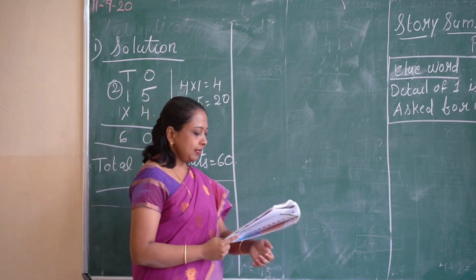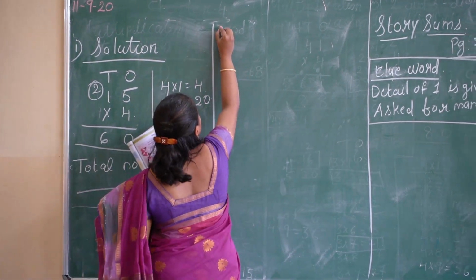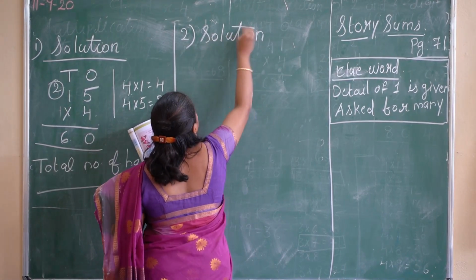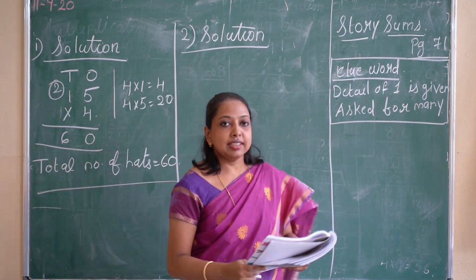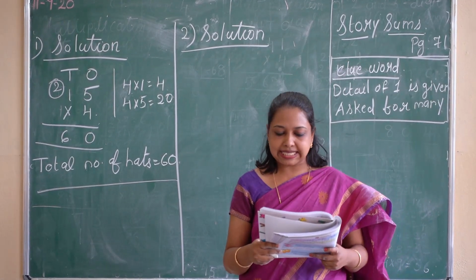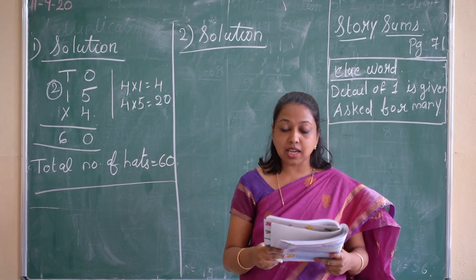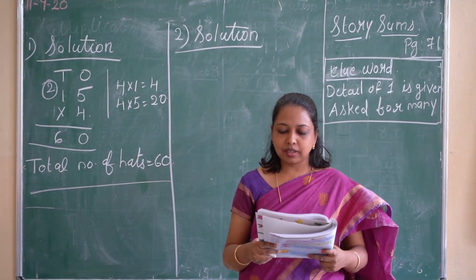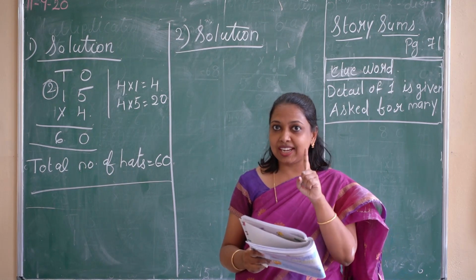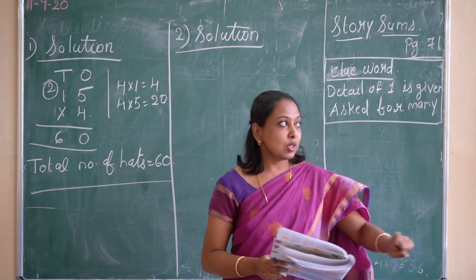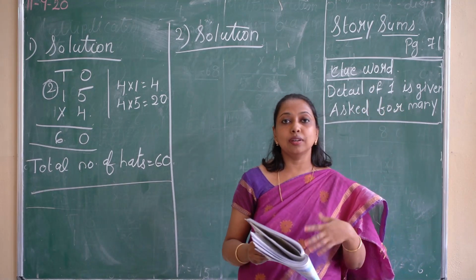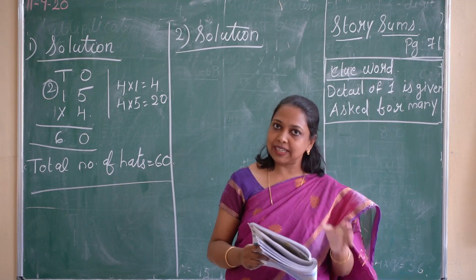Okay. Second, I will read the question. There are 12 children. Each child has 2 ice creams. How many ice creams are there altogether? Did you find the keyword in this question? Each child means 1 child. So, detail of 1 is given and asked for many. What do you have to do? Multiplication.